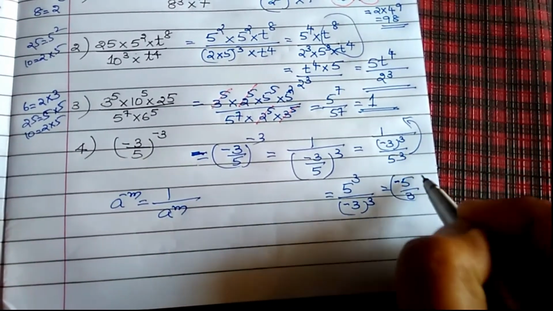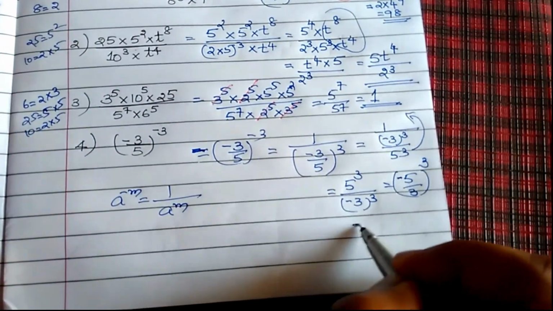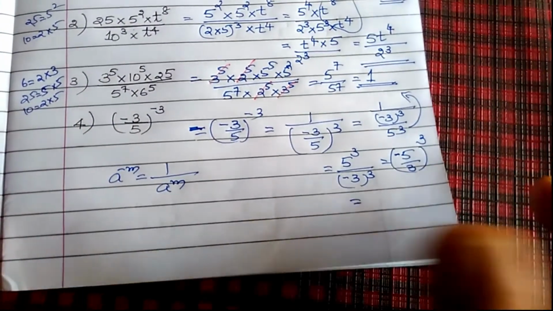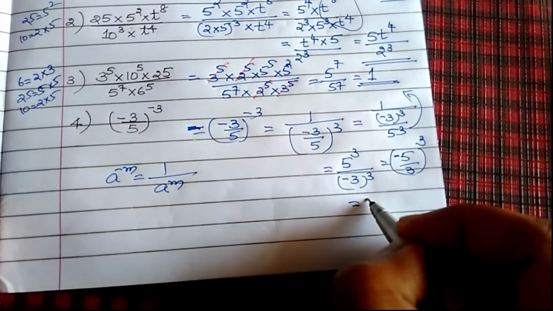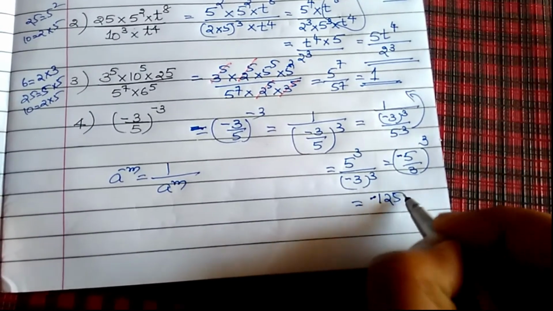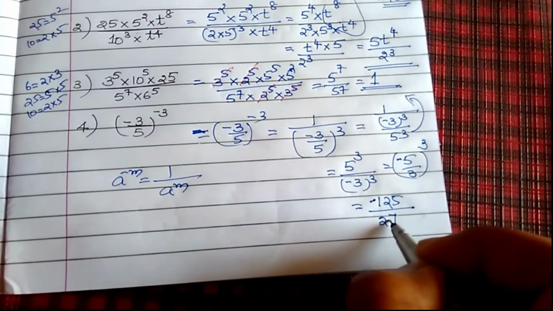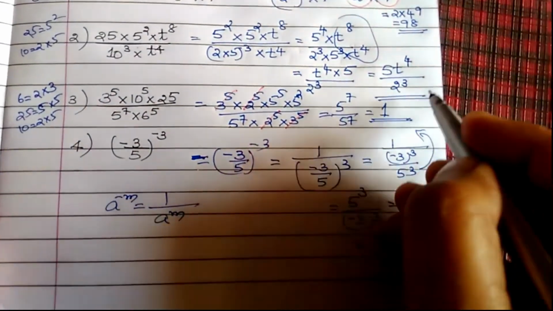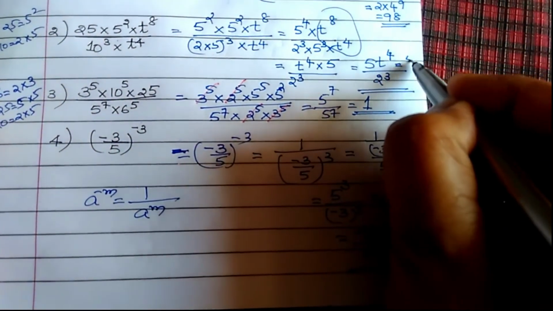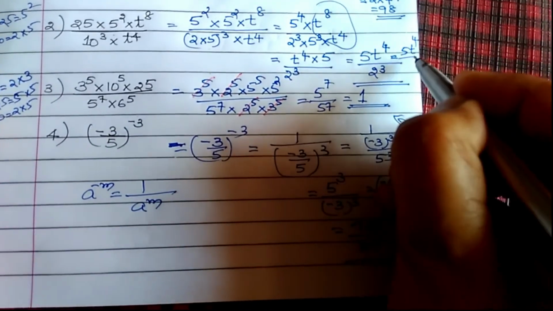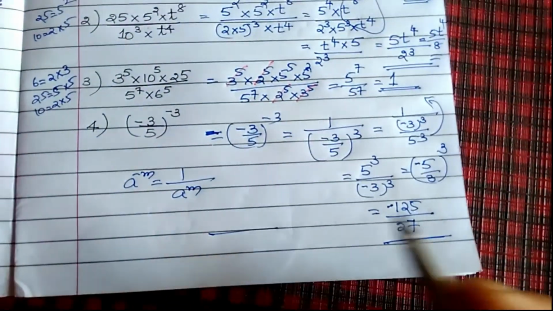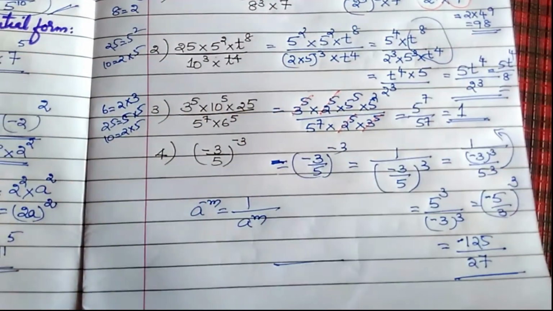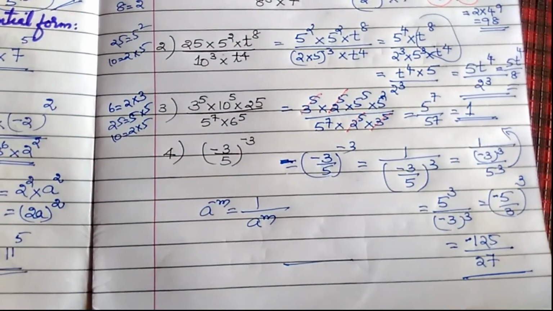That is 5 upon 3, there is a minus and whole cube. So this is minus 125 upon 27. Okay. And here this can be written as 5 t to the power 4 upon 2 cube, which is 8. So the questions, I think it is clear to you, and tomorrow we will continue with the rest.